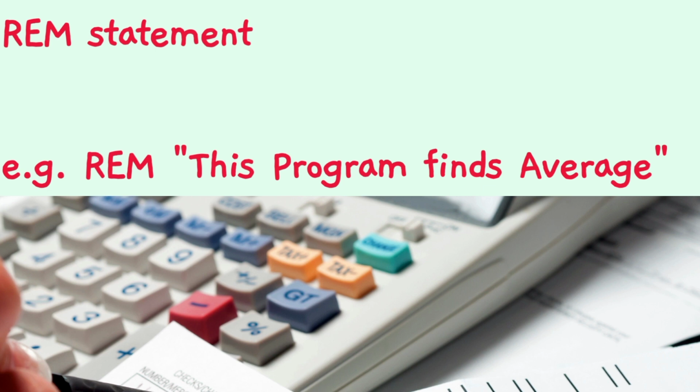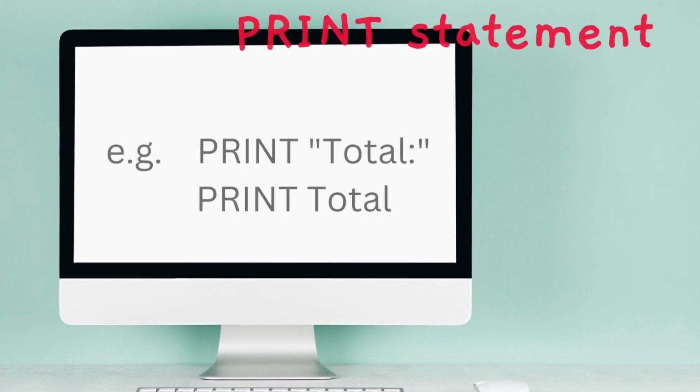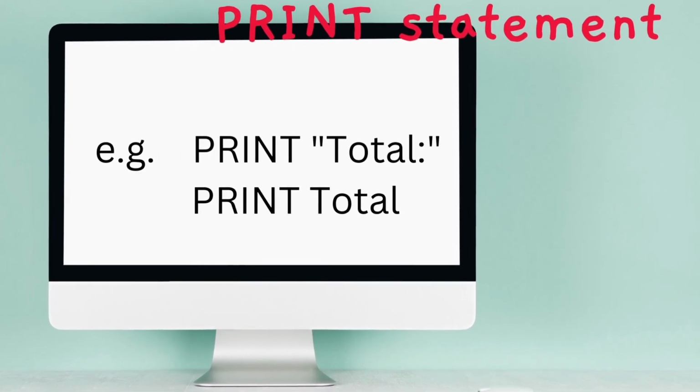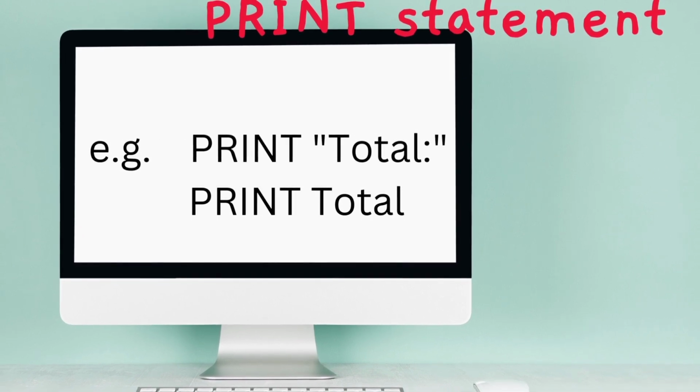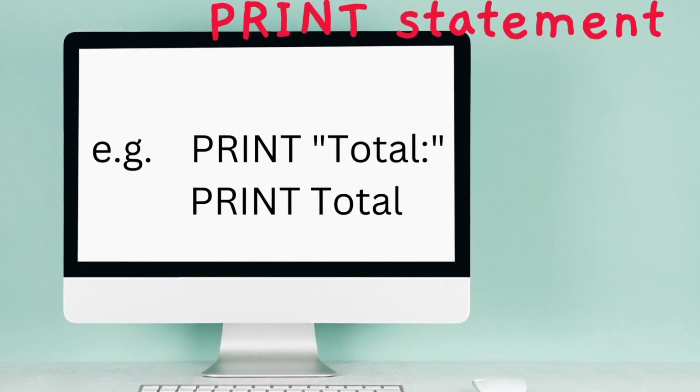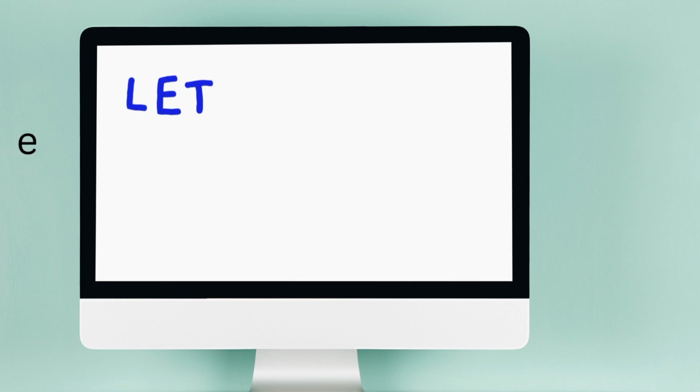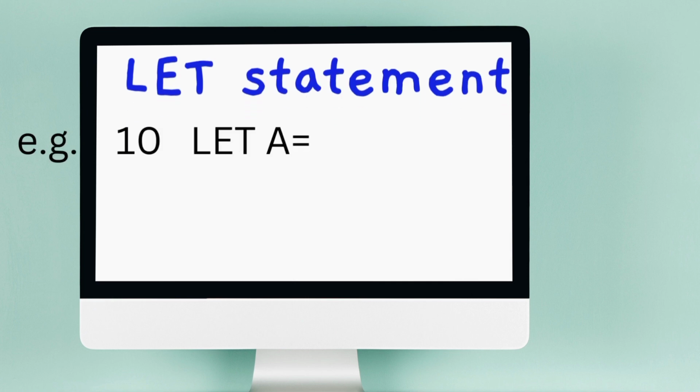Now we have the print statement. The first print statement is just like your remark statement, while the second one tells the compiler to print the value of total. The let statement is used to assign values to variables. For example, we have assigned the value 9 to a by saying let a equals 9. The 10 by the side is just a line number.